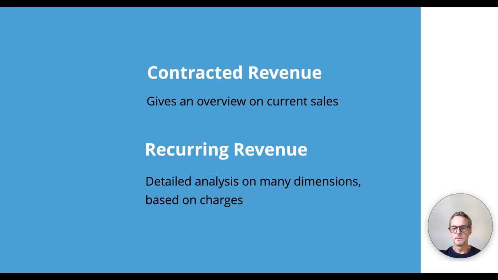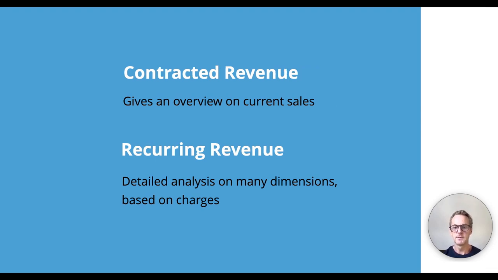In a growth company, you will normally have a monthly contracted revenue higher than the recurring. And on the opposite, if your company is declining in sales, then the recurring will be higher than the contracted. So again, for growth companies, contracted sales is often the priority, where focus is on bringing in new sales and renewals for existing customers. But recurring revenue is also important, giving you a very detailed sales analysis on a large number of dimensions.